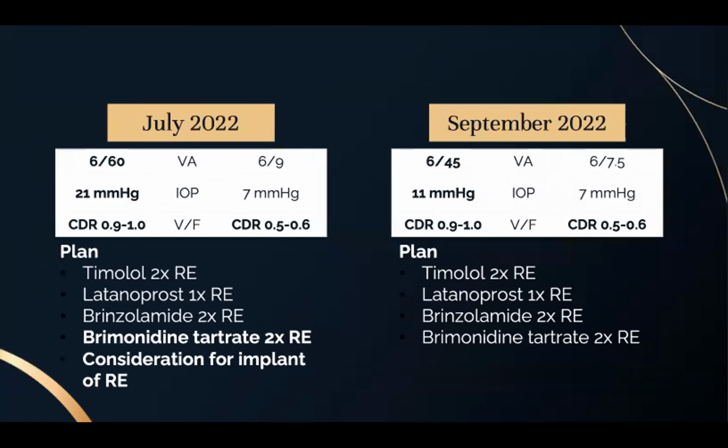In July 2022, the visual acuity decreased to 6/60, or 6 meter finger counting, with IOP 21 mmHg with these 3 drugs. So we added brimonidine tartrate twice daily in consideration for implant of the right eye. But in September 2022, the patient came again with visual acuity 6/45 with IOP 11 mmHg with these 4 drugs in the last 3 months.